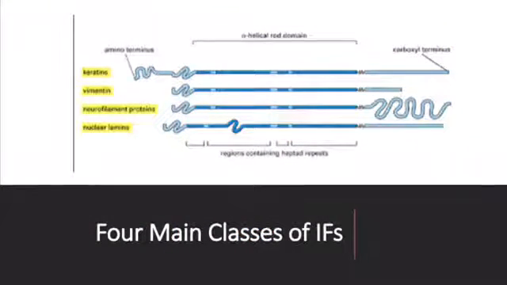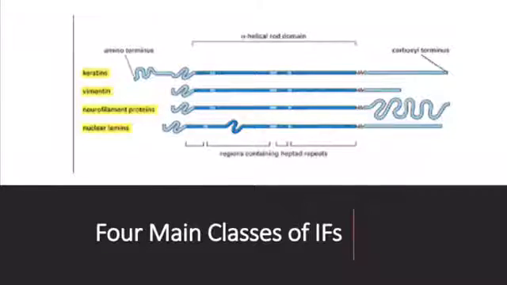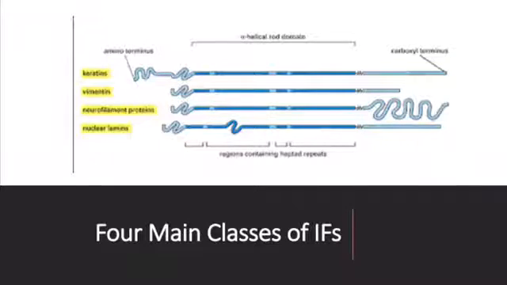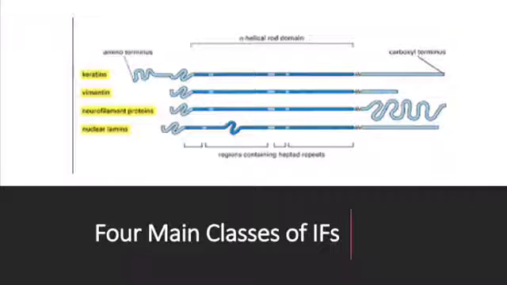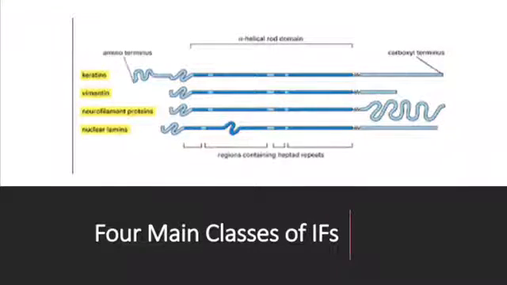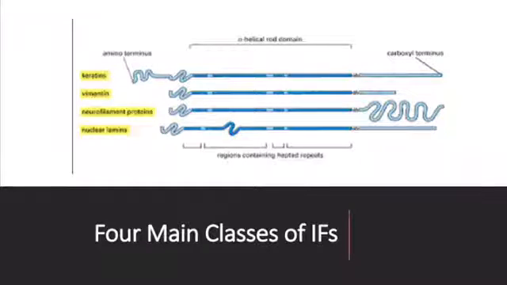There are four main classes of IFs that are important to mention. The first one is keratin. Keratin is found in epithelial cells and it helps in the distribution of stress from stretching on the skin and the gut. Next is vimentin, and this is found in connective tissue, muscle cells, and cells that support the nervous system. Next are neurofilaments that are there for structural support to neurons. And lastly, nuclear lamins, and as discussed in the previous slide, this strengthens the nuclear envelope.